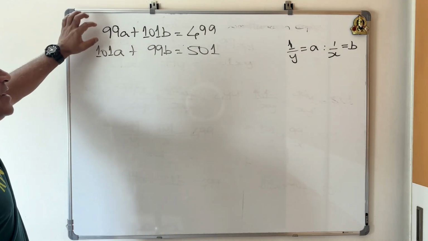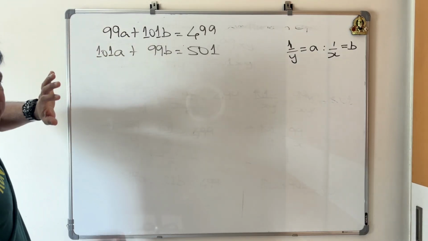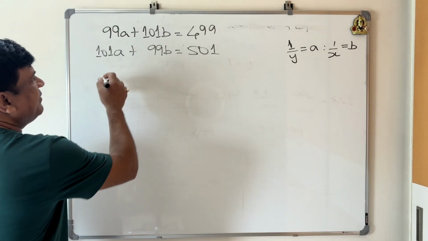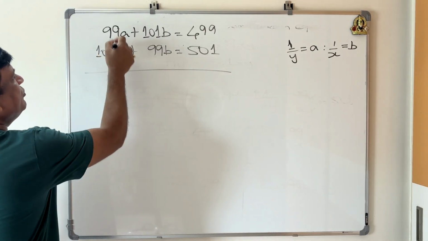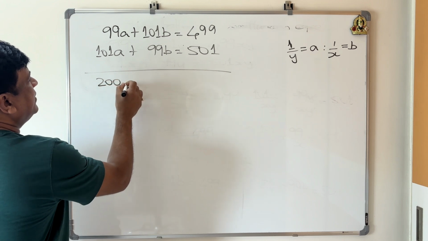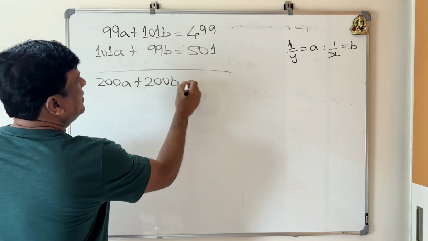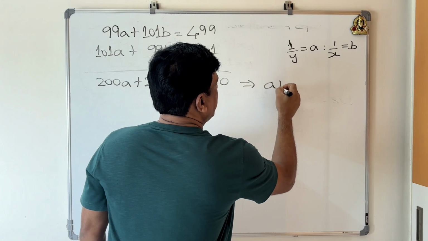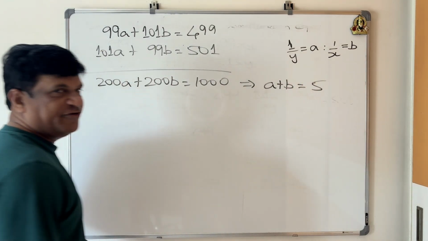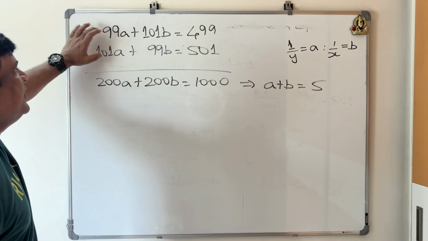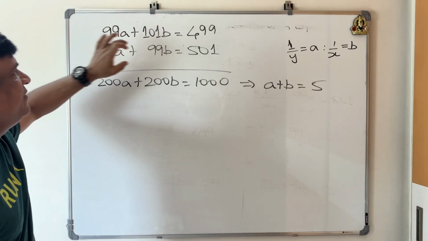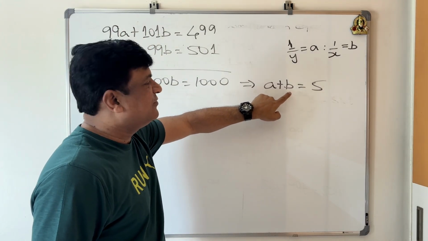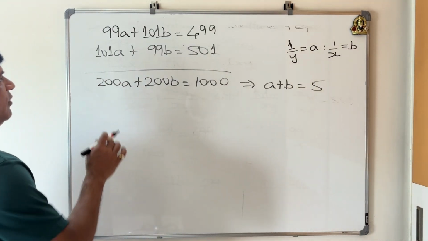Whenever you get these big coefficients, remember that the easiest way to solve is to add these two equations first and subtract them. See what you get. If I add these two equations, you get 200a plus 200b is equal to 1000. That means it comes out to be a plus b is equal to 5. That's your first equation. I'm basically reducing those constants and coefficients and using them to my benefit to make the equations smaller so that I can use the elimination method and solve it.